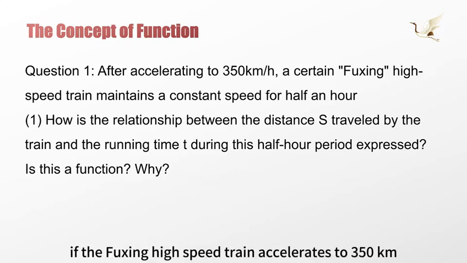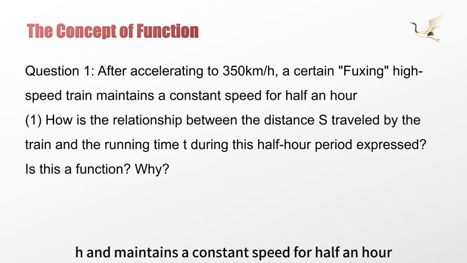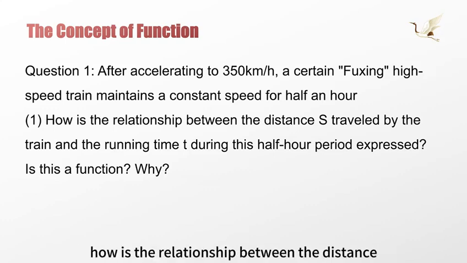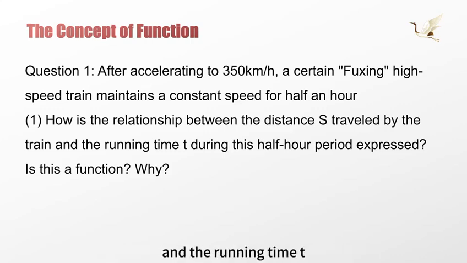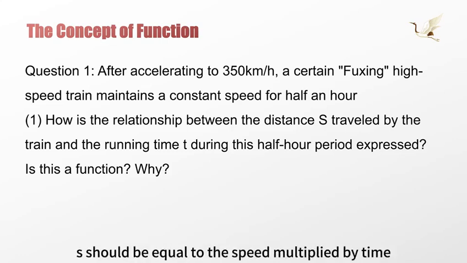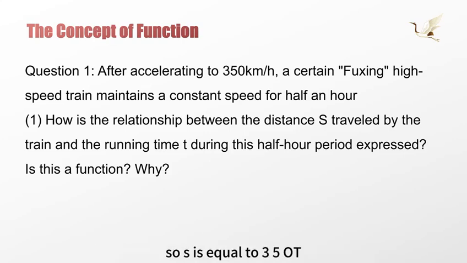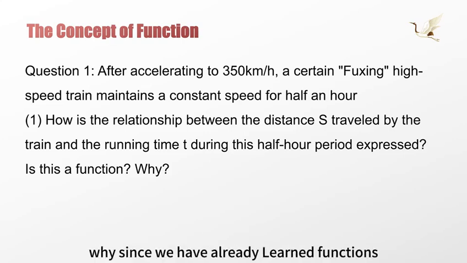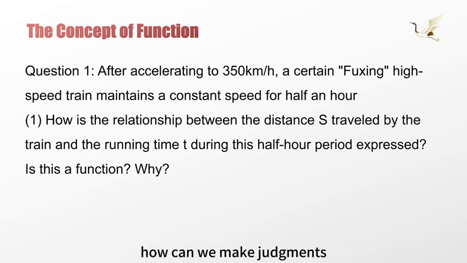Question 1. If the Fuxing high-speed train accelerates to 350 km per hour and maintains a constant speed for half an hour, how is the relationship between the distance s traveled by the train and the running time t during this half-hour period expressed? The uniform linear motion s should be equal to the speed multiplied by time, so s is equal to 350t. Is this a function? Why? Since we have already learned functions in junior high school, how can we make judgments?